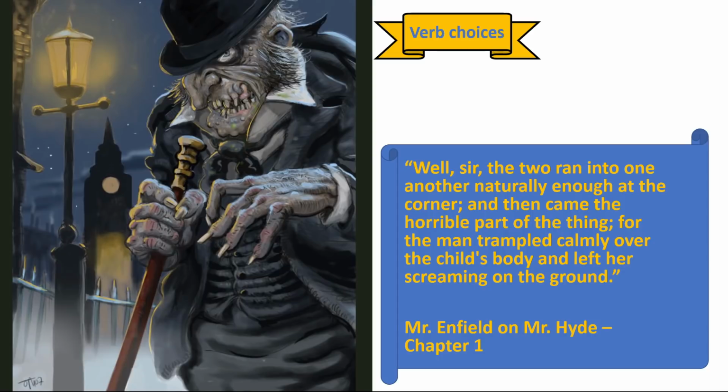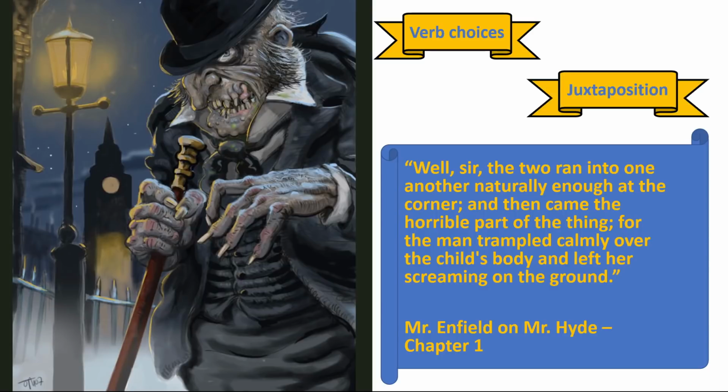The second point of analysis, I think, is a structural one, and that's juxtaposition, which is of course the placing of two things next to one another or in close proximity that don't quite go together, or don't sit naturally together, and so the difference between them is emphasized. Here Stevenson uses juxtaposition that works on a number of levels.